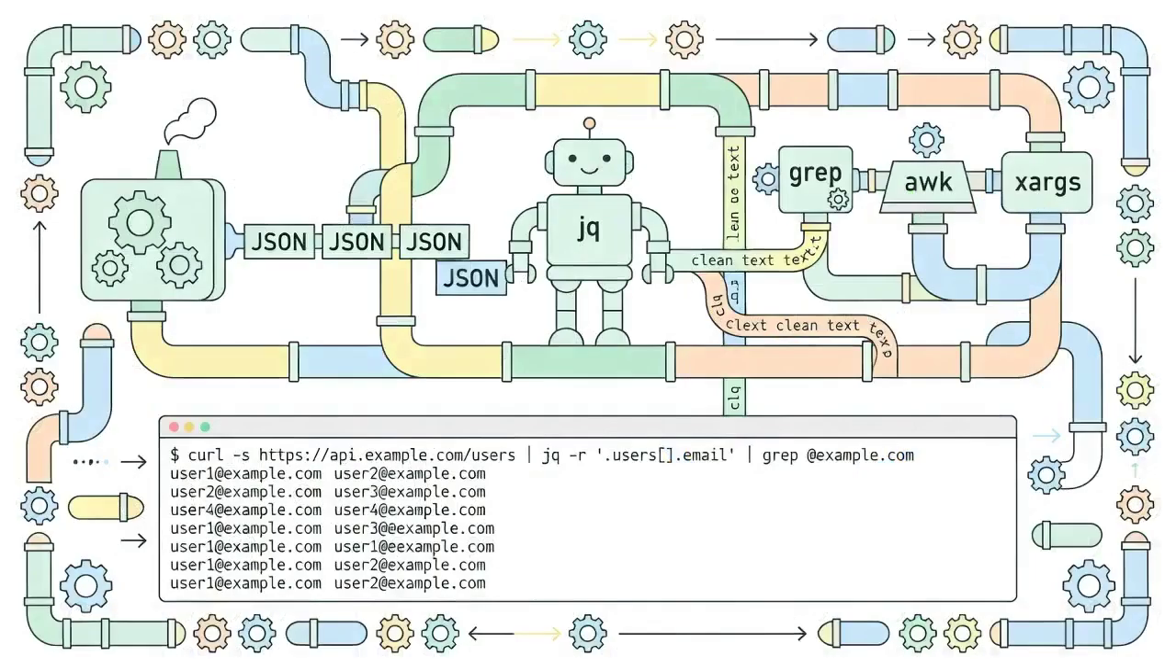This is the Unix philosophy in action. Small, sharp tools connected by pipes. curl fetches, jq slices, and whatever comes next, grep, awk, xargs, a shell loop, consumes the clean output. JSON becomes just another stream of text you control.